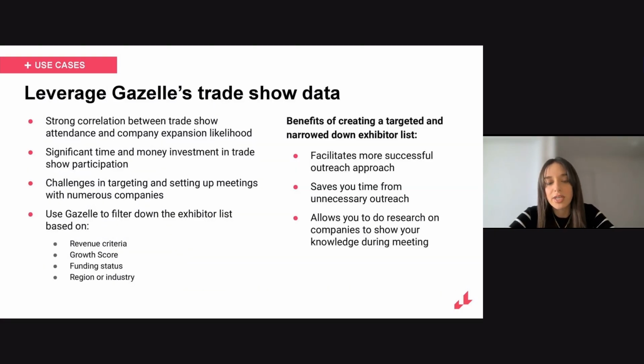One of the most common use cases for the trade show feature is when a client is preparing to attend a trade show. So we know there's a strong correlation between a company's attendance in trade shows and their likeliness to expand. Companies spend a lot of time and money to travel and exhibit at these shows, and most shows have hundreds or even thousands of exhibiting companies. So it's hard to prioritize and decide who you'd like to spend your time booking meetings with. Using Gazelle, you could add additional filters like G-score, funding, add a specific industry or sector, and then narrow down that list of exhibitors so that you can have a really targeted and successful outreach approach.